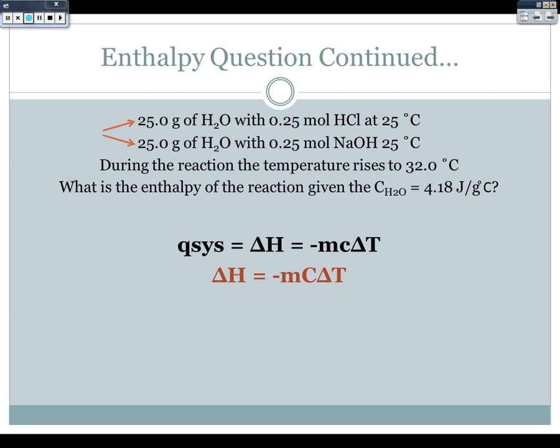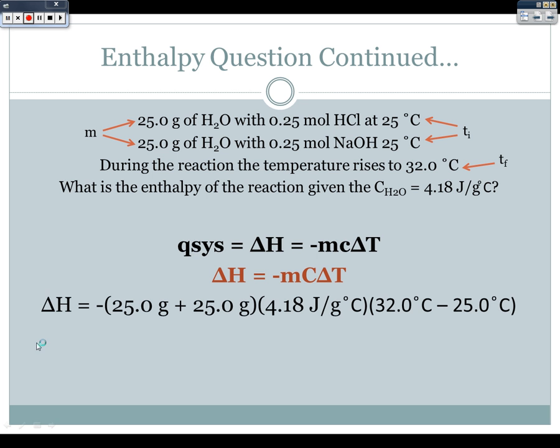So if we look here, we've got 25 grams of water twice. So those two added together, that's our mass. And then we've also got an initial temperature of 25 degrees Celsius for both of them. So that's our TI. And we're told that the temperature rises to 32 degrees Celsius, which is going to be our TF. TF minus TI is delta T. And we've also been given a C of 4.18 joules per gram degree Celsius. So we know M, C, and delta T. So all we need to do is just plug in those numbers.